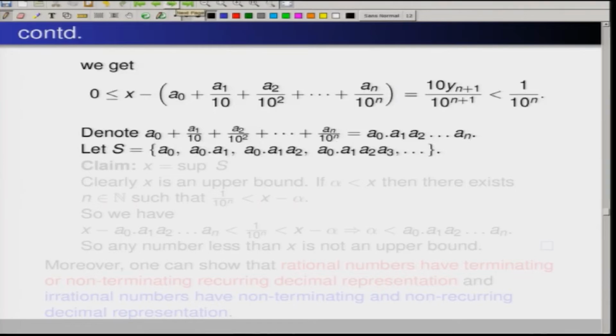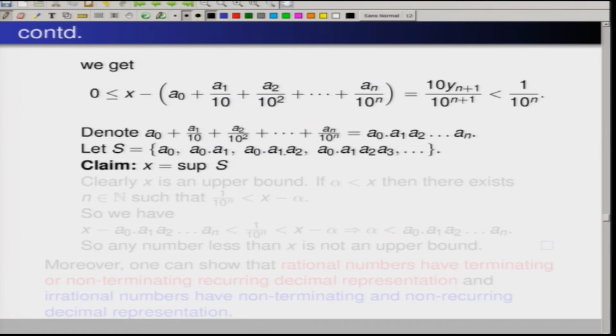Now, we consider the set: first a0, next element is a0.a1, next element is a0.a1a2, then a0.a1a2a3, and like this you go on. Now, what we claim is that the x we have started with is nothing but the supremum of this set S.